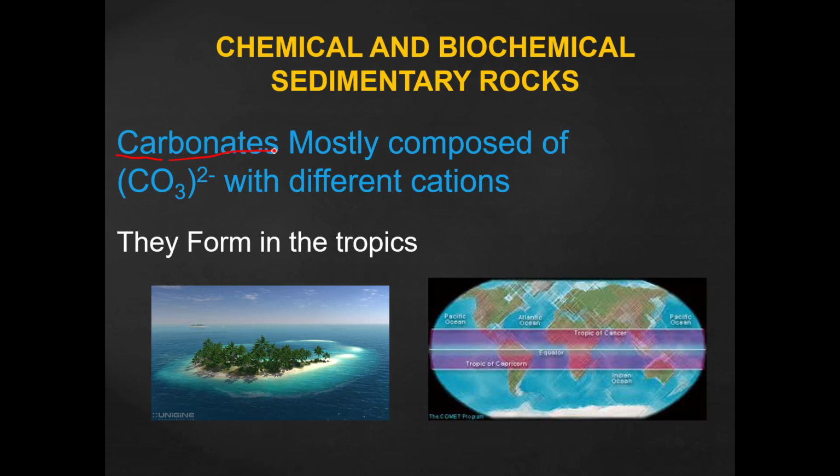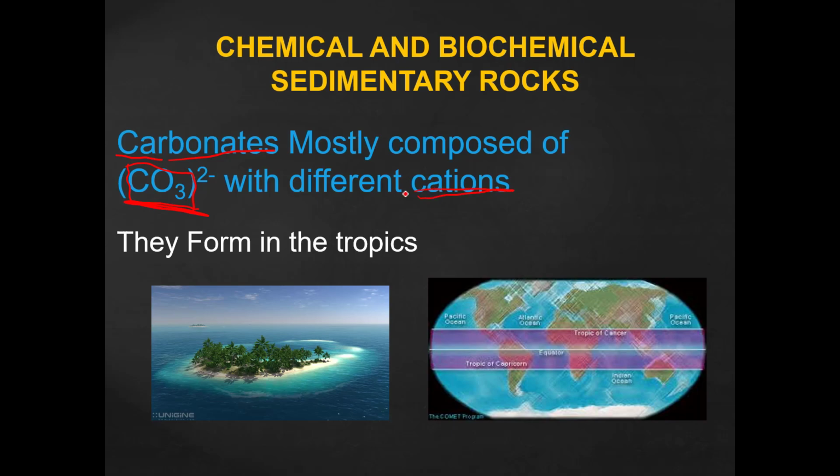Carbonates are mostly composed of the CO3 anion with different cations. CO3 anion is a so-called polyatomic anion. See, the CO3 is carbon and oxygen, and that's why we call it polyatomic. And it has two negative charges, which have to be fulfilled with different cations.